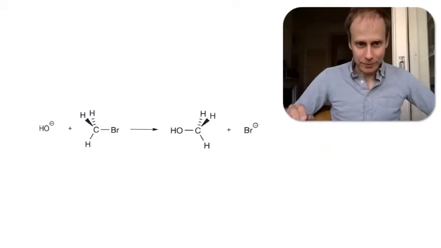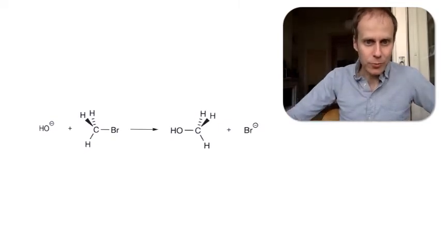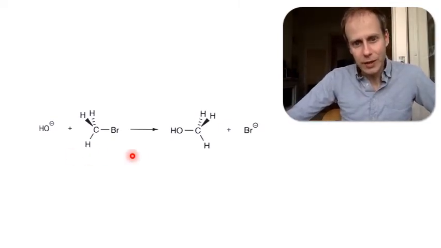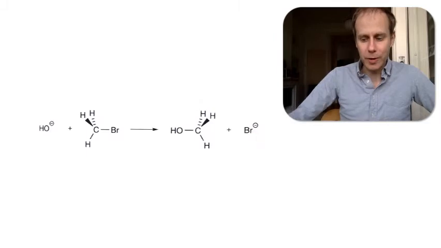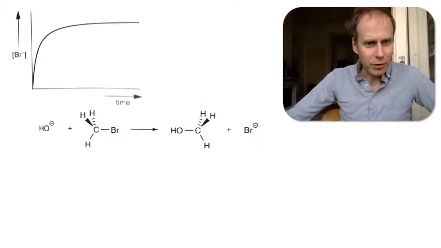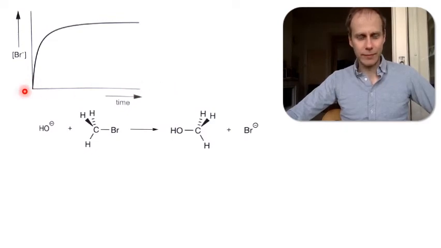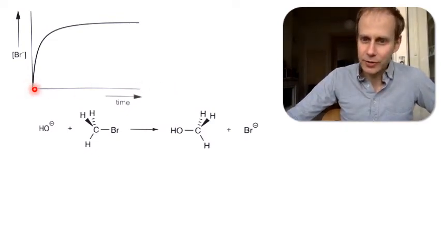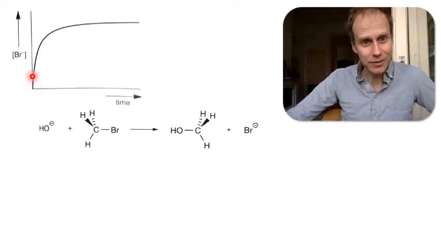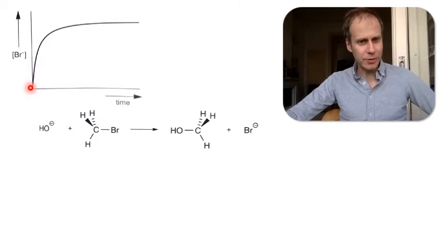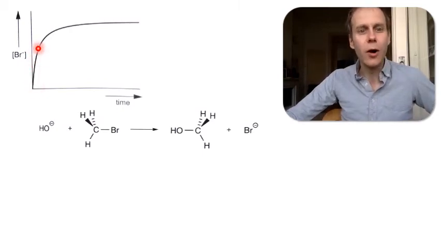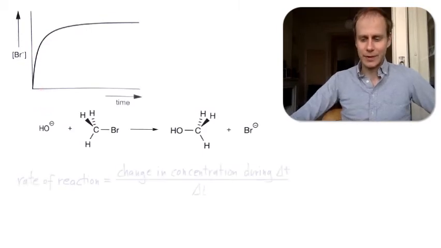So here's an example. We have a hydroxide that reacts with bromomethane to form methanol and a bromine. What I plot here is the concentration of the bromine against the time. You see that the concentration increases, but it reaches a constant value after some time. And the increase at the beginning is very, very strong. It increases very quickly over a certain amount of time.